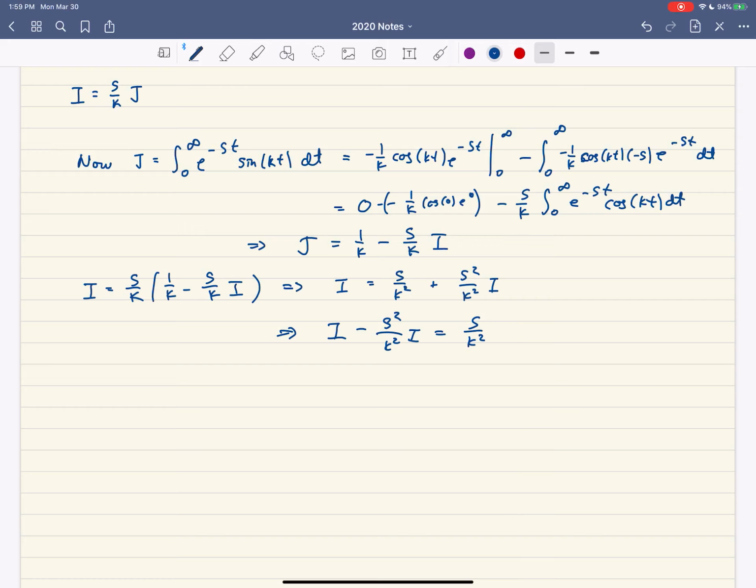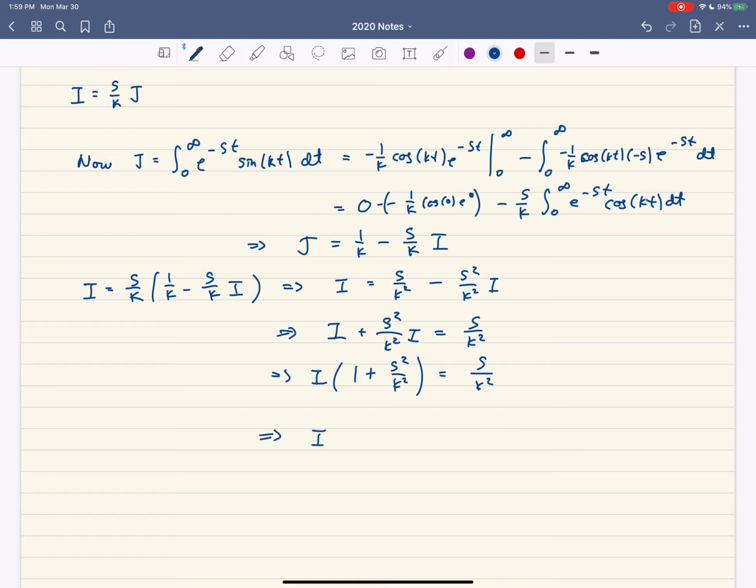I'm going to factor out the I. What happened here? Something is wrong. When I distributed, I'm just going a little too quick here. When I distributed, there should be s over k minus s over k, so that should be a minus. So when I move it over, that's a plus. And then if we factor out an I, we're going to be left with 1 plus s squared over k squared. That's going to be equal to s over k squared.